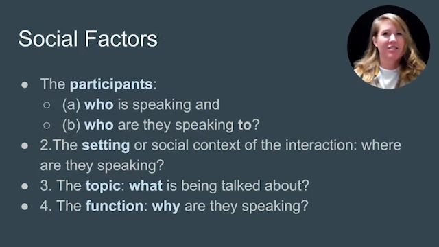And analyzing these social factors can help us understand why someone is using a certain variety of language. These factors include the participants, who is speaking and who is being spoken to. It also includes the setting and context of the interaction. Not only that, but the topic of conversation matters, and so does the communication function of the conversation. So when we explore the way we use language in different settings, we can use these social factors as a way to explore how and why we shift our use of language.